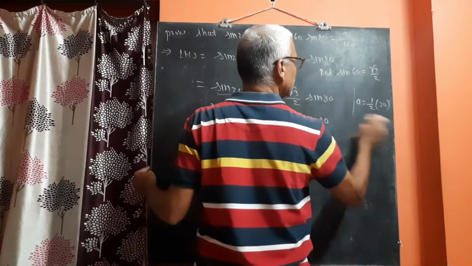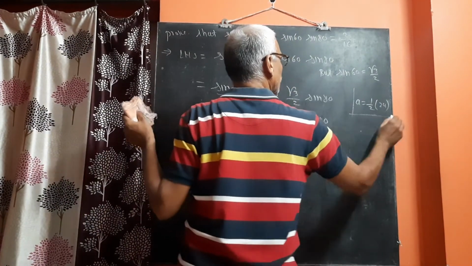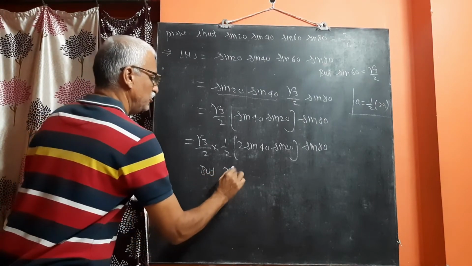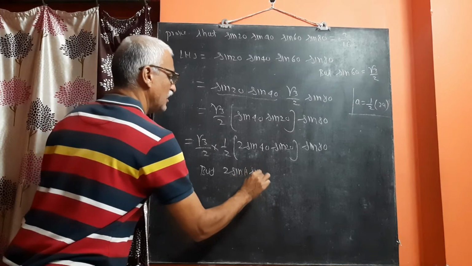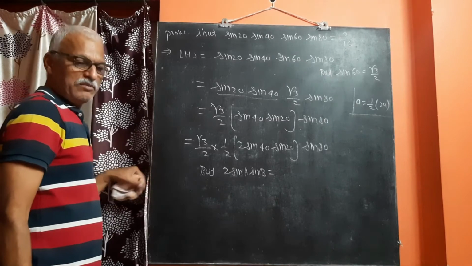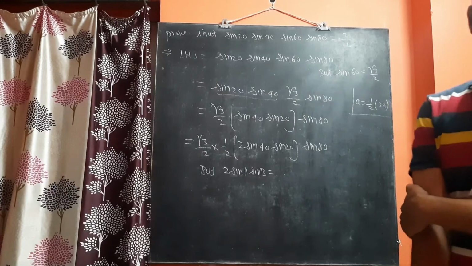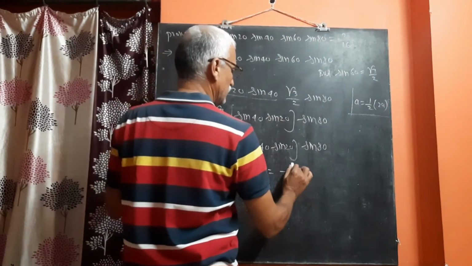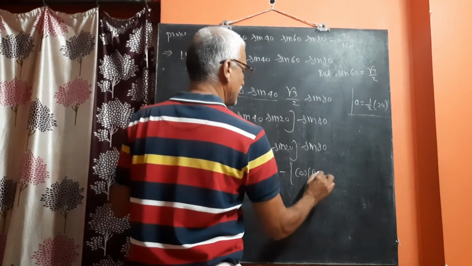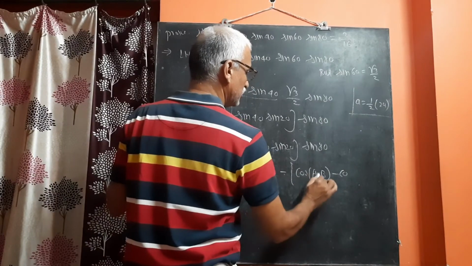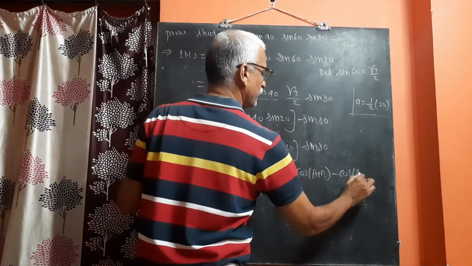Now applying that formula of 2 sin A sin B, what is 2 sin A sin B? If you remember the formula of 2 sin A sin B, then that is cos of A minus B minus cos of A plus B.